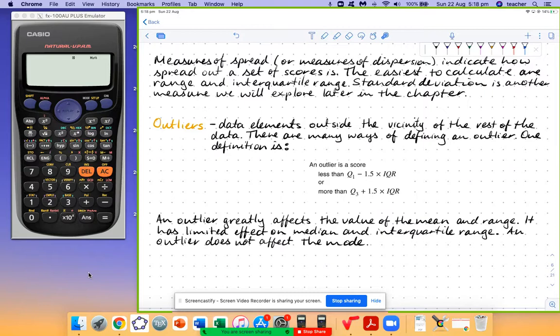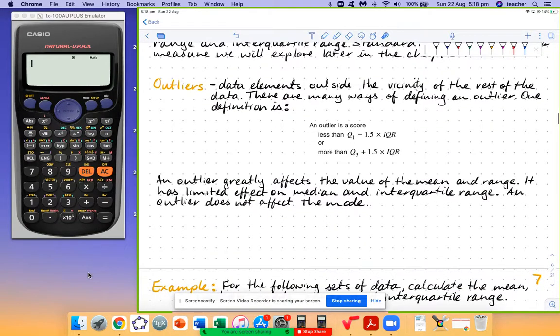This one's one that you use a lot. You'll use it in Year 11 and Year 12, and it is that an outlier is a score which is less than Q1 minus 1.5 lots of the interquartile range, or it's bigger than Q3 plus 1.5 times the interquartile range. So basically, you're going to work out your quartiles, and then you look at how much below the quartile you can go, and then how much above the quartile you can go. And if there's any numbers further out than that, then those would be considered outliers.